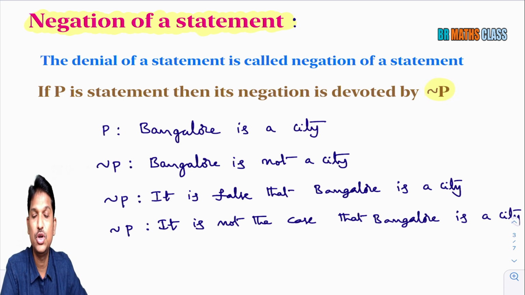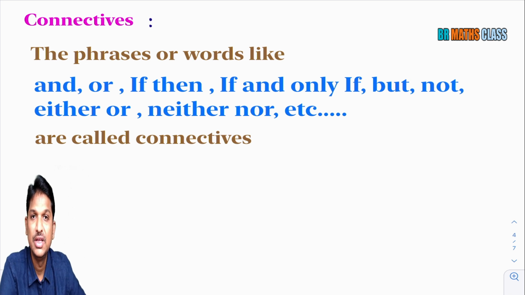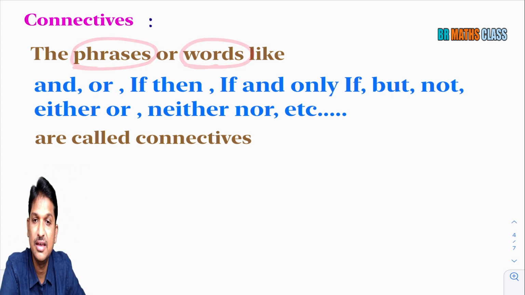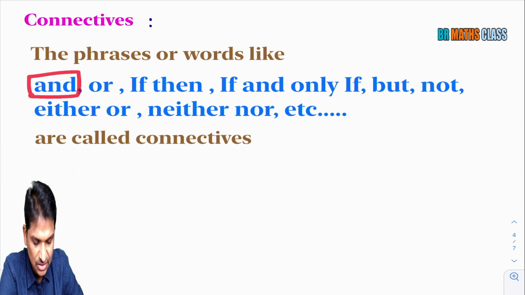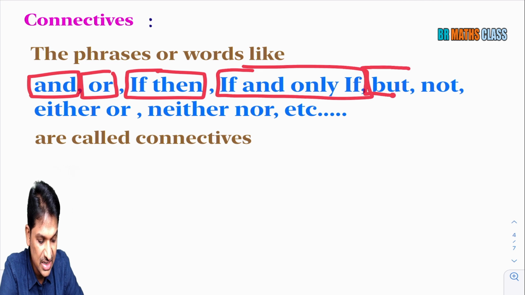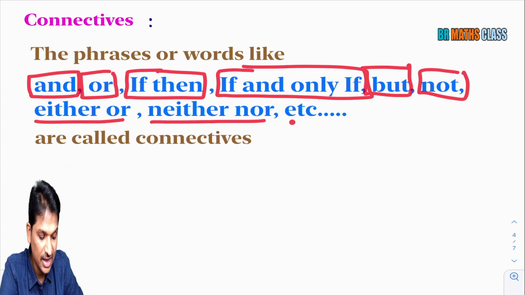Now, we will learn about connectives. What are connectives? Look here, the connective. Connectives are nothing but phrases or words. Look here at what I have written. The phrases or words like 'and' is one connective. 'Or' is one connective. 'If, then' is one connective. 'If and only if', 'but', 'not', 'either or', 'neither nor', and so on. Like that, many connectives are there.